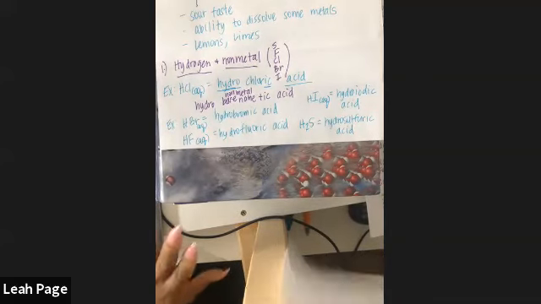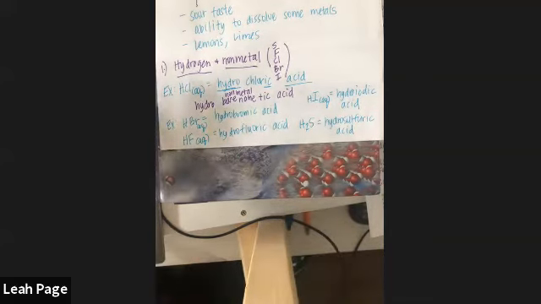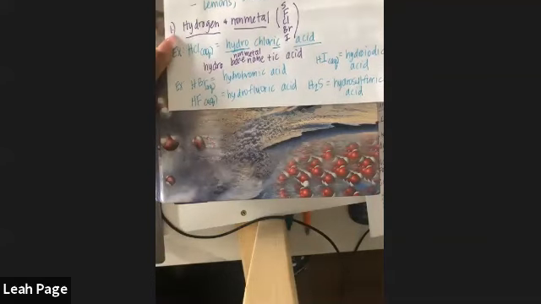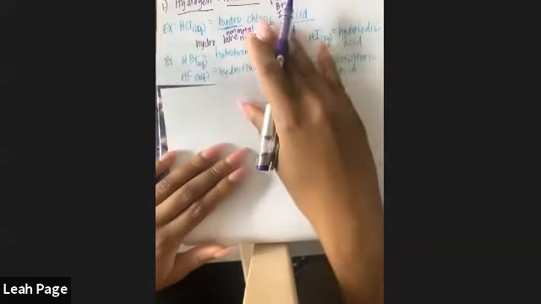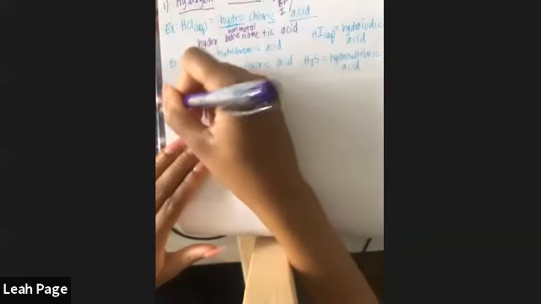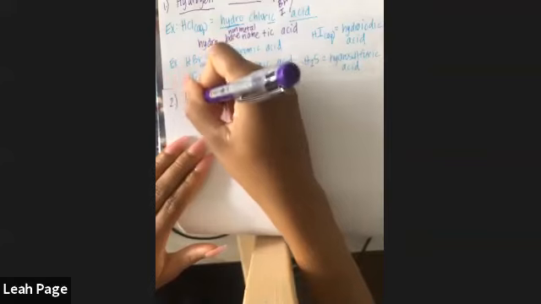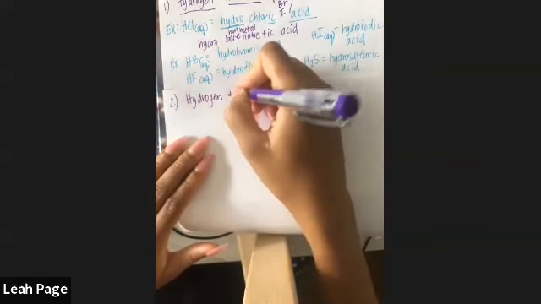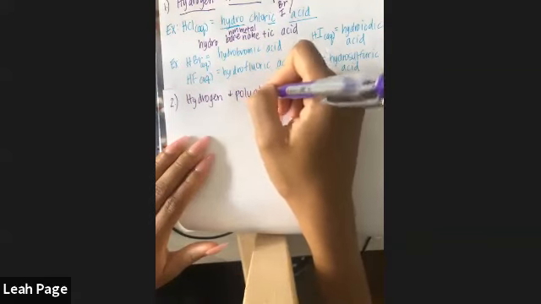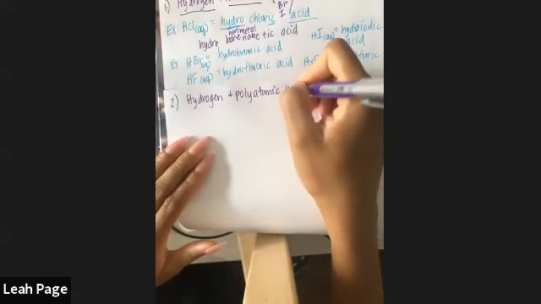All right, if I keep going, this is one type of acid. The other type of acid that comes up is when I have basically hydrogen with a polyatomic ion. I have hydrogen and a polyatomic ion.